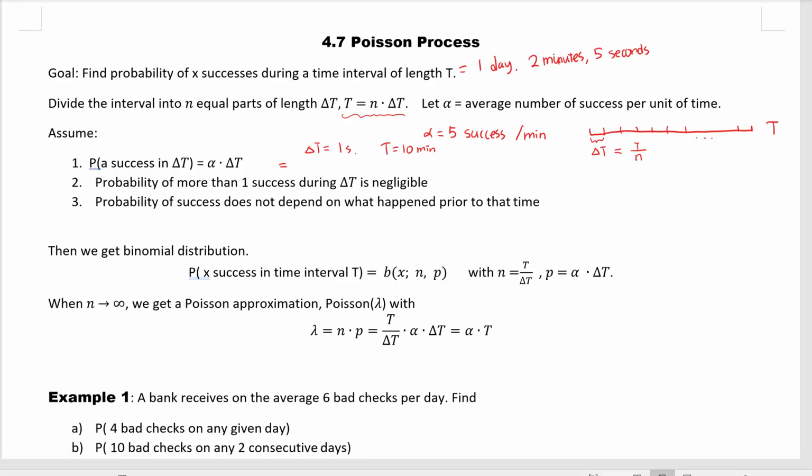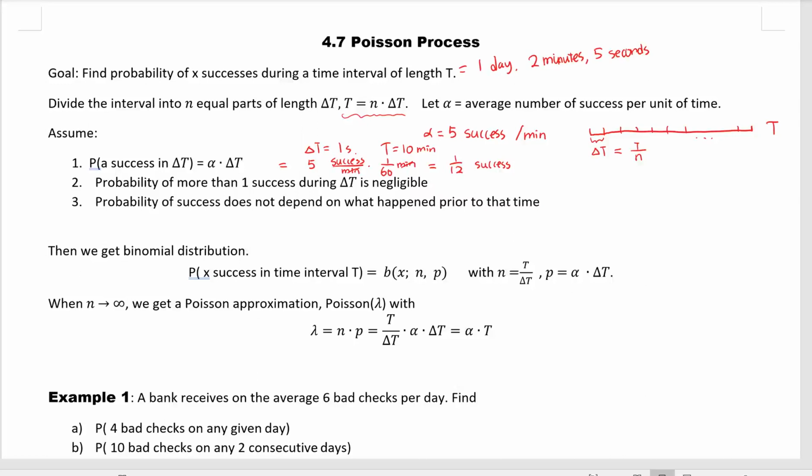Well, that is the 5 successes per minute times 1 second. But what is 1 second? 1 second is actually 1/60 of a minute, right? And then you cancel out the minutes, and you get 5/60, which is 1/12 success. Okay, so that is the probability of a success in change of t. Alright.